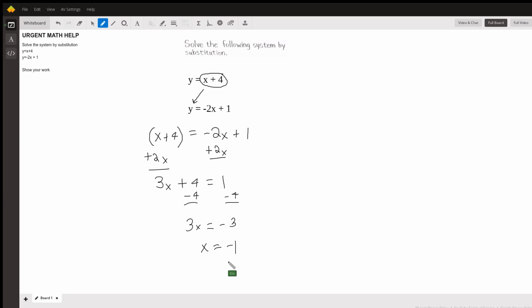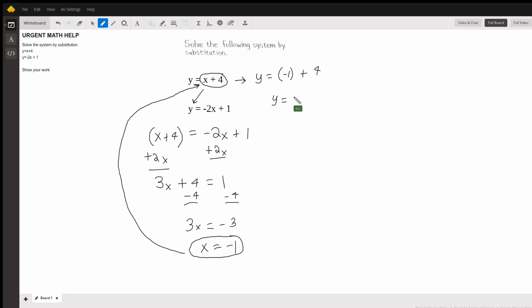From here, to find the value of y, I'm going to take this negative 1, and we're going to plug it back in for x in either one of the equations. We're going to go with the first equation here because it's a little bit simpler. So our first equation then becomes y equals x, which we already know is negative 1, plus 4. Negative 1 plus 4 simplifies to 3, so we have y equals 3.